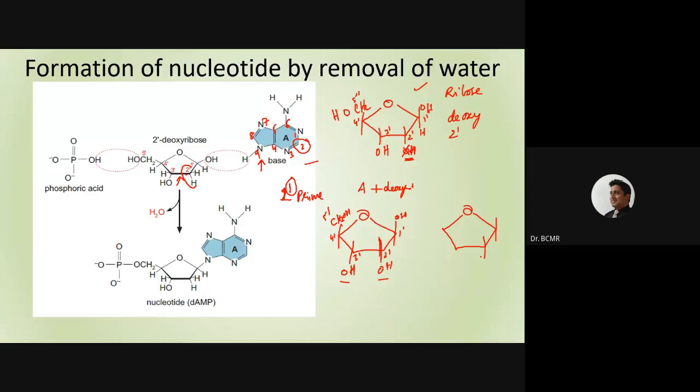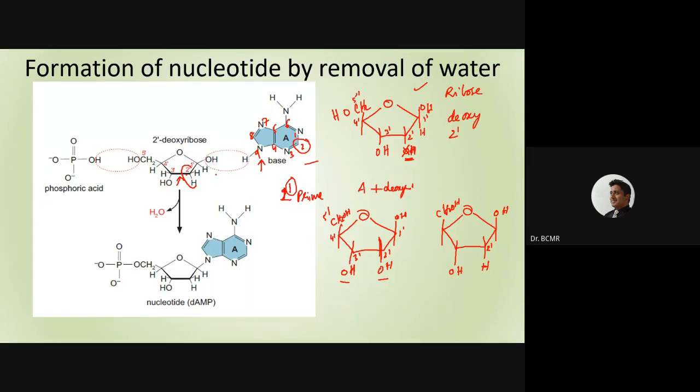So here is the deoxyribose, CH2OH. Everything is the same. I'm not changing anything. The only difference is I'm putting H here. Deoxy: one oxygen atom is removed, and that is at the 2' carbon. That is deoxyribose. So basically, what is happening?